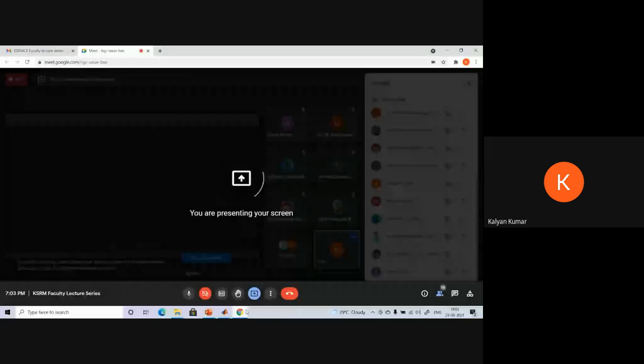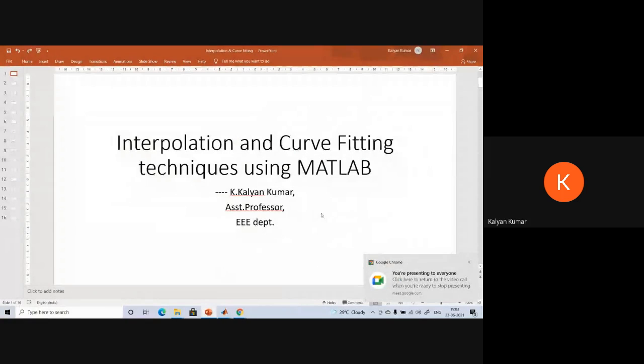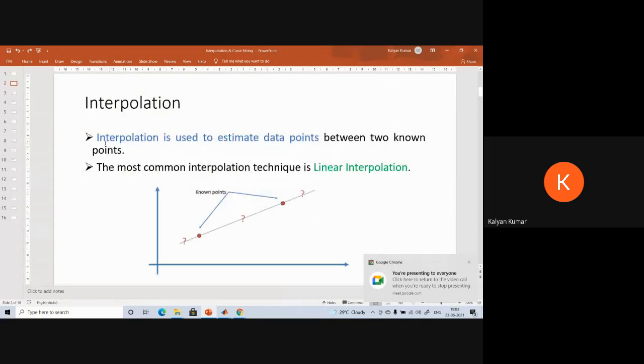Myself, Kalyan Kumar, Assistant Professor from the EEE department. Today, I am going to present interpolation and curve fitting techniques using MATLAB. Interpolation and curve fitting techniques. So first, let us see interpolation. What is meant by interpolation?